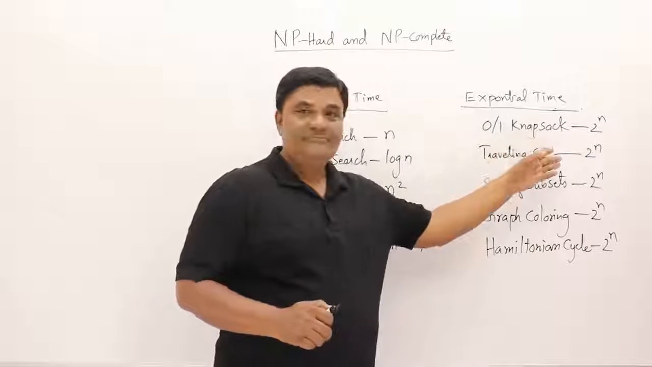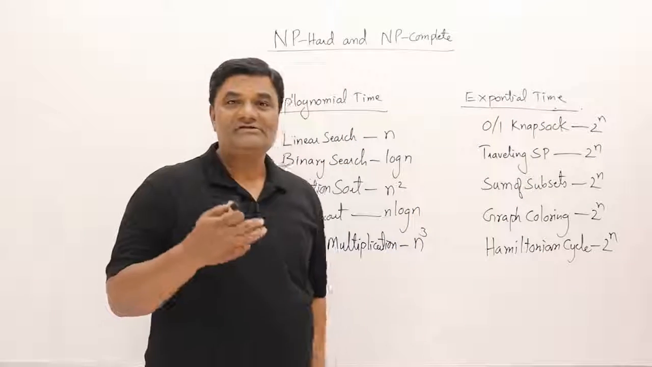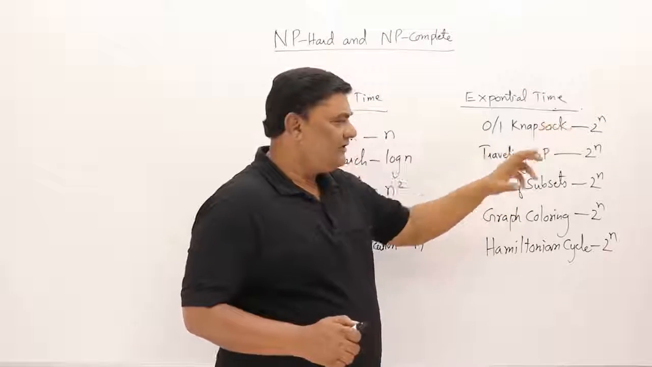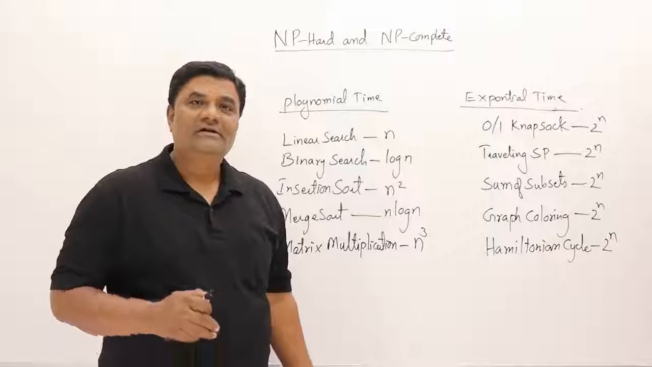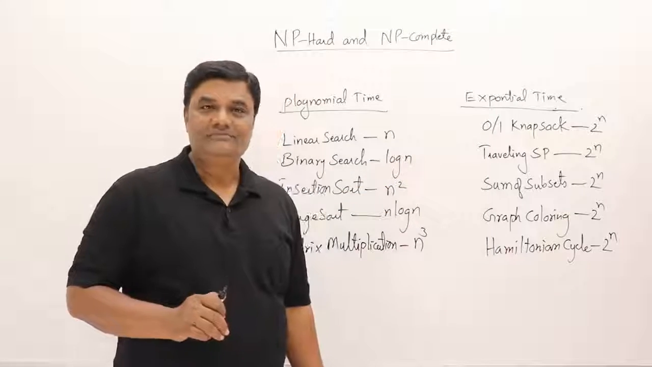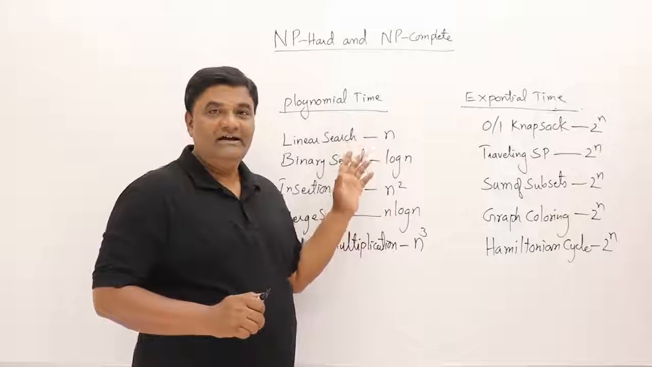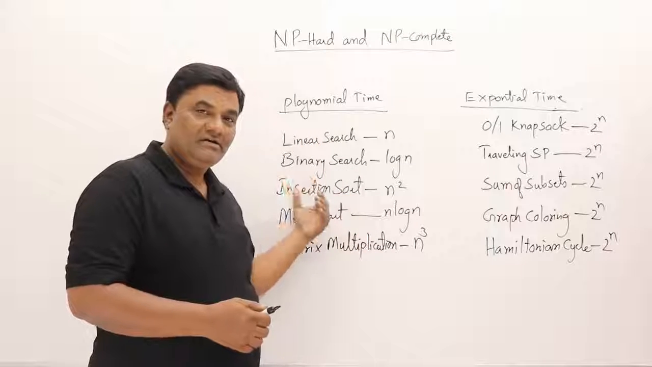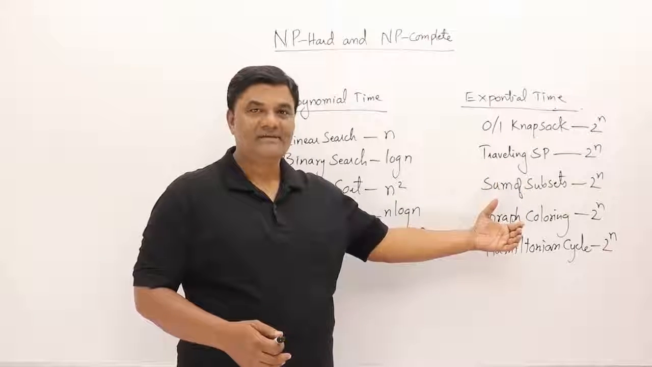Likewise, the zero one knapsack problem takes 2 power n time, and the traveling salesperson problem 2 power n. All these are exponential. They may be taking n into 2 power n, or some n power n, but I just wrote them as 2 power n in common to show that those are exponential. Now here we have categorized the algorithms into two: polynomial time algorithms and exponential time algorithms.